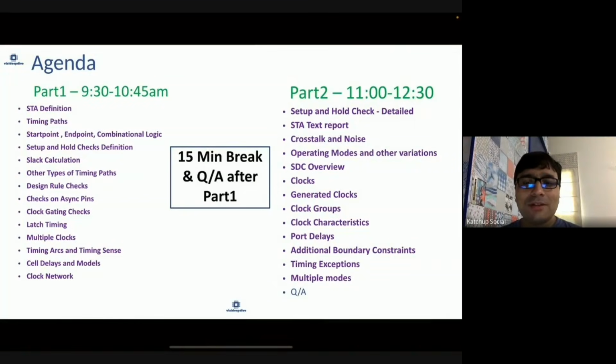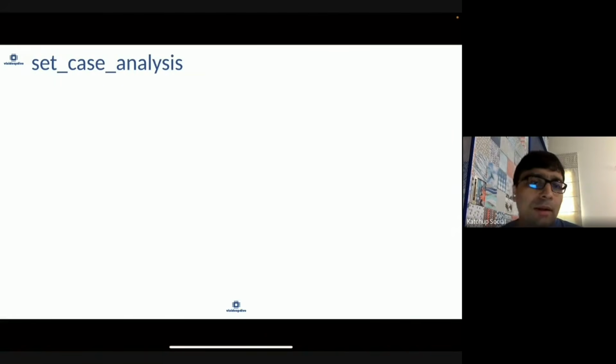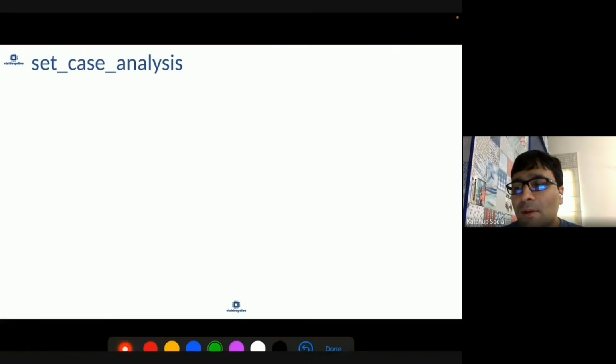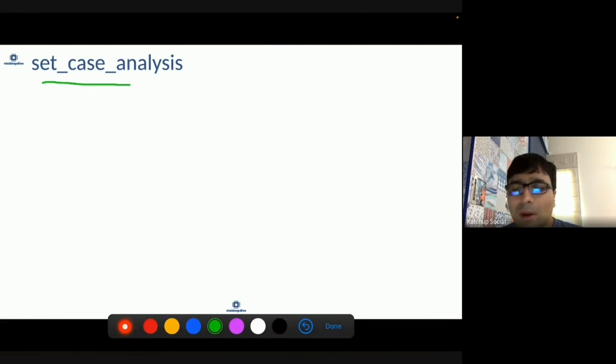Now let us go to the last set of commands, which is used to define multiple modes in SDC. There is a particular command in SDC known as set case analysis. The set case analysis command is used to specify a constant value on a certain portion of the design. That net may or may not be constant in the netlist, but you can override that using the set case analysis command.